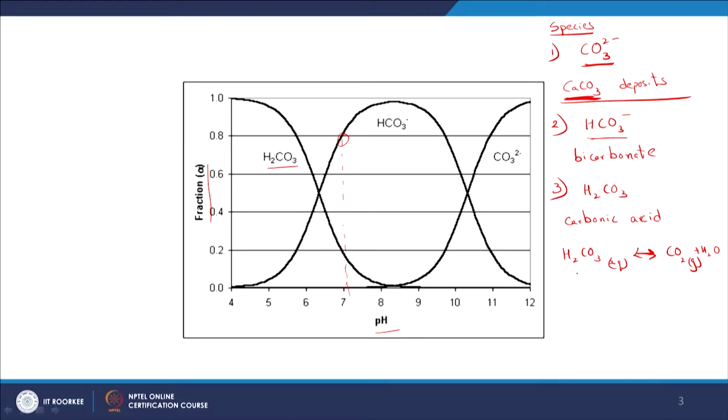So what does this mean now, let's say, right? Let's say if I have a beaker of water, and I leave it open to the atmosphere, right? What's going to happen now? You have carbon dioxide in the gaseous phase or in the atmosphere all around it.